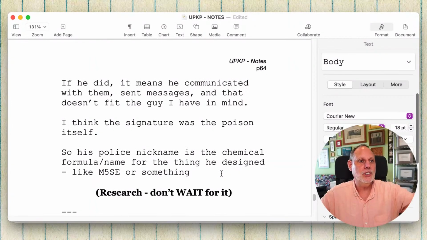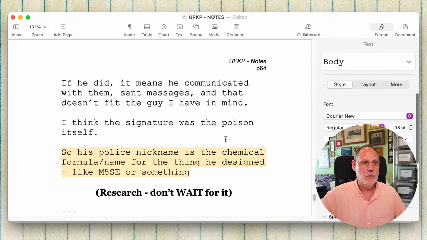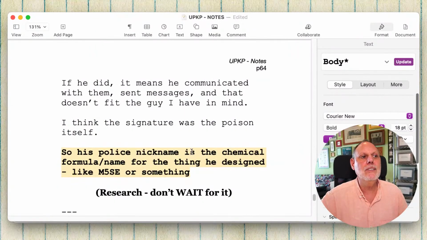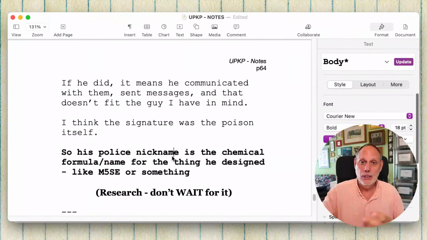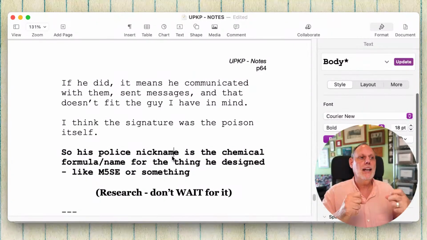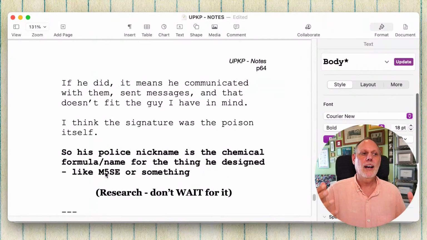I'm answering my own question here. Yeah, I believe his name comes from his poison. So therefore, the police nickname is the chemical formula name for the poison. He made up this thing himself. He's done the chemistry himself. He has created something just like H2O is two hydrogens and an oxygen. He's got like an M5SE or something, H1N1. I don't know what it is.